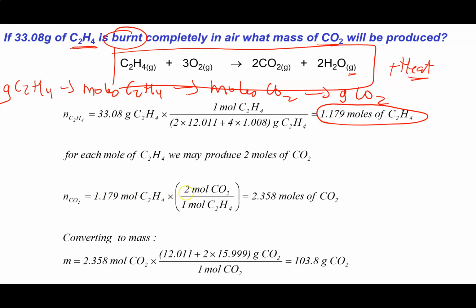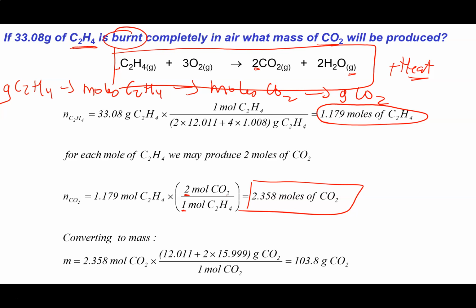So multiply it by the conversion factor that has the coefficient of what I want on the top line and the coefficient of the substance that I'm trying to convert from on the bottom line. So 1.17 moles of C2H4 times 2 moles of CO2 per 1 mole of C2H4. And again, those numbers are just coming from my balanced equation. Okay, so I get 2.358 moles of CO2.